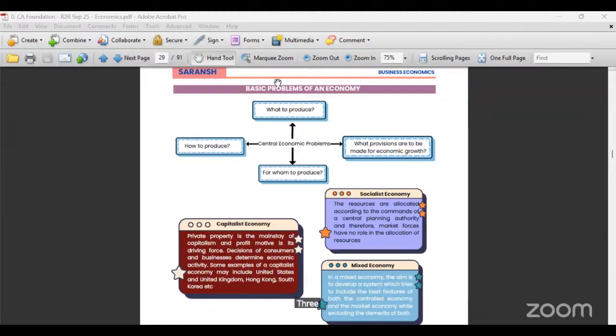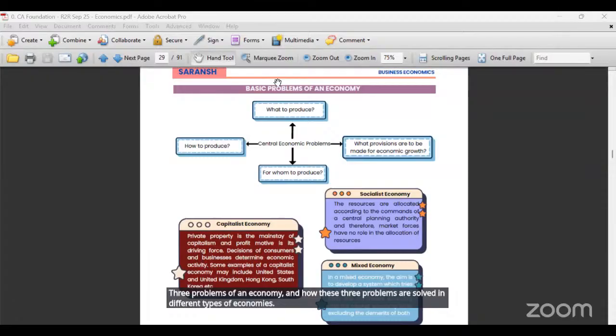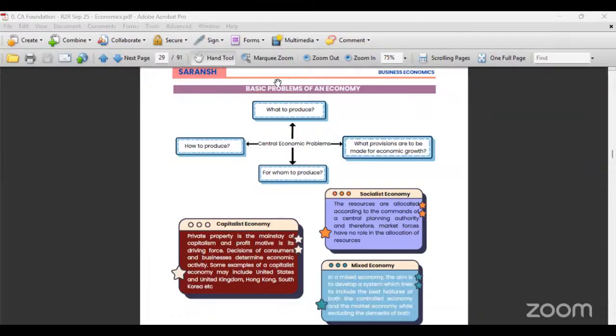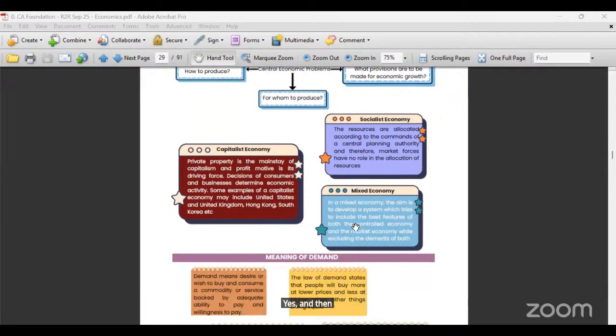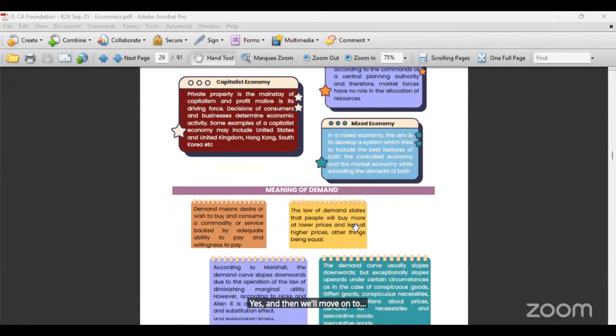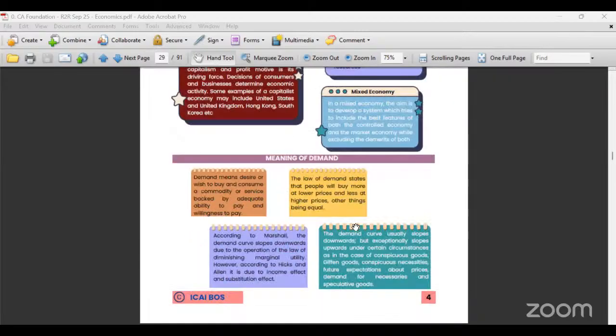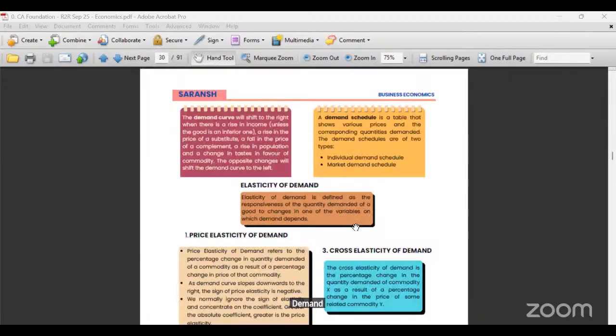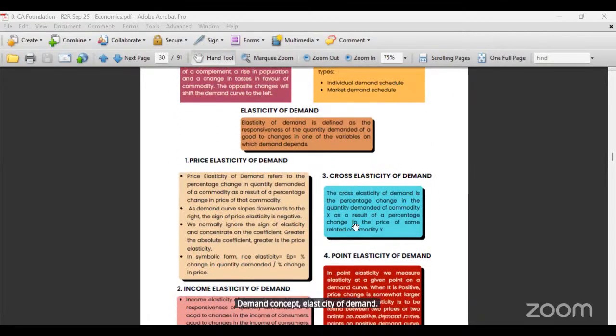Three problems of an economy and how these three problems are solved in different types of economies. Yes, and then we will move on to demand concept, elasticity of demand.